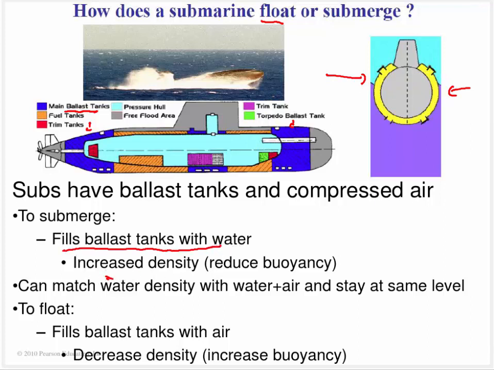Essentially what you're doing is you're increasing the density of the submarine, which is reducing the buoyancy, so it's going to go down. Turns out that you can match the water density with a water-air mixture to stay at the same level, so the buoyant force will be equal to the weight. And if you want to float, then you just pump these ballast tanks full of air. What you're doing is you're decreasing the density and increasing buoyancy.